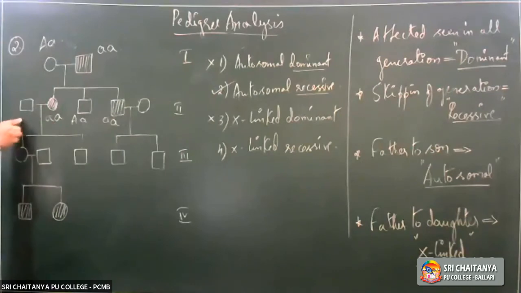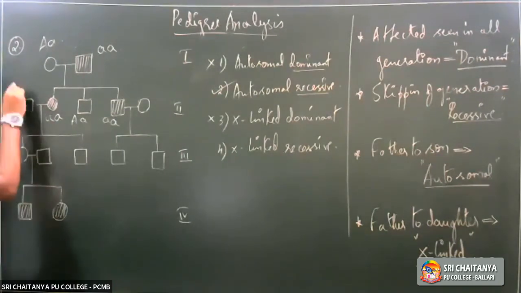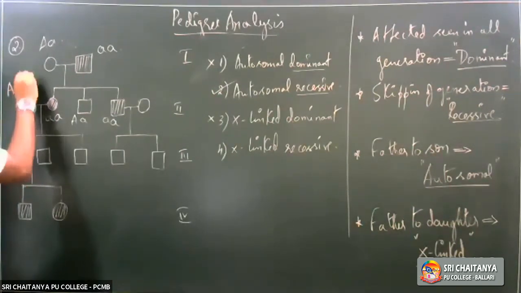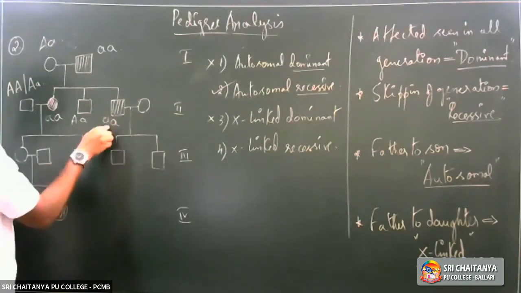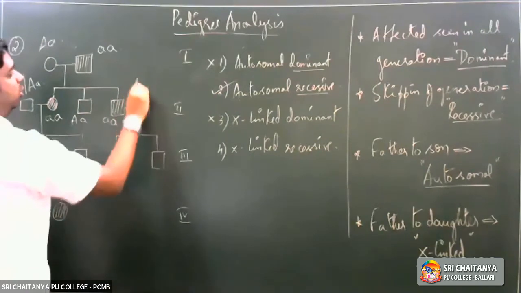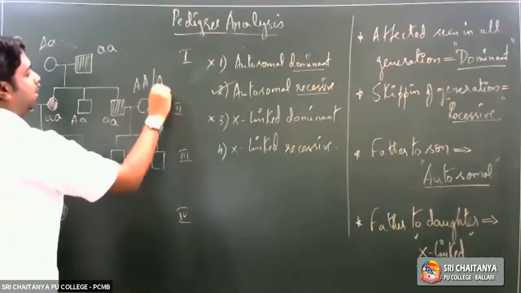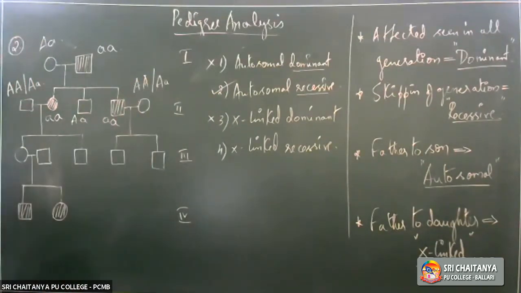Next, talking about these particular individuals here now. Affected female marries a normal man. So when we say normal man, man could be either capital A capital A or capital A small a. This affected male also marries a normal woman. So it could be either capital A capital A or capital A and small a. Right. Now let us talk about the third generation genotypes.